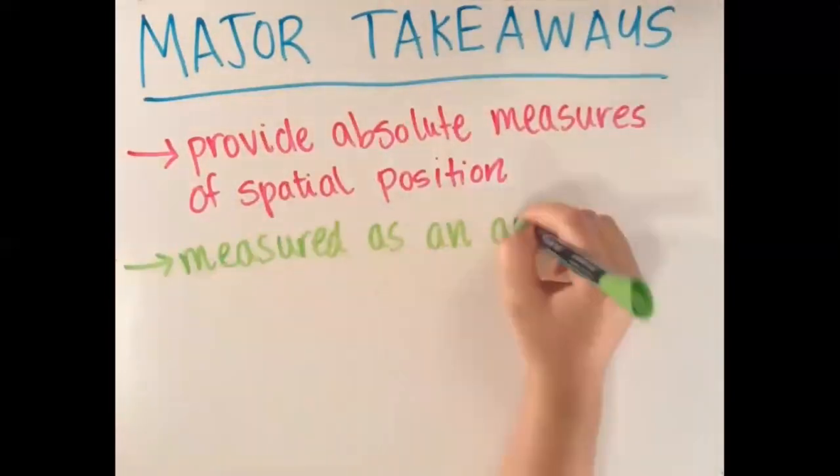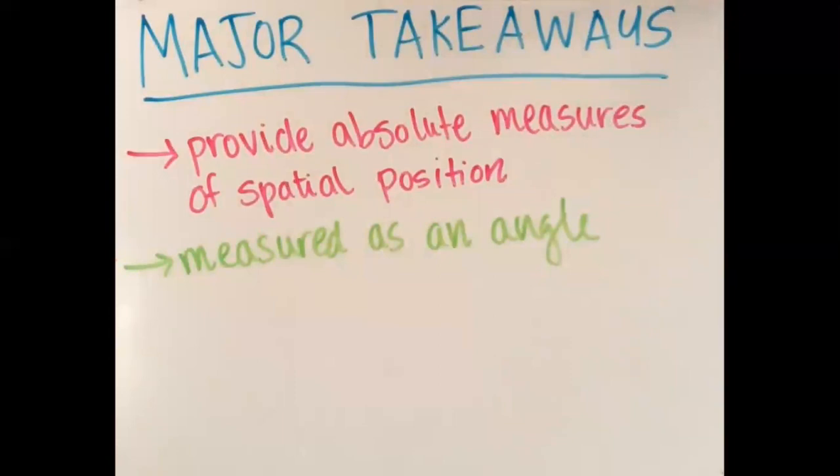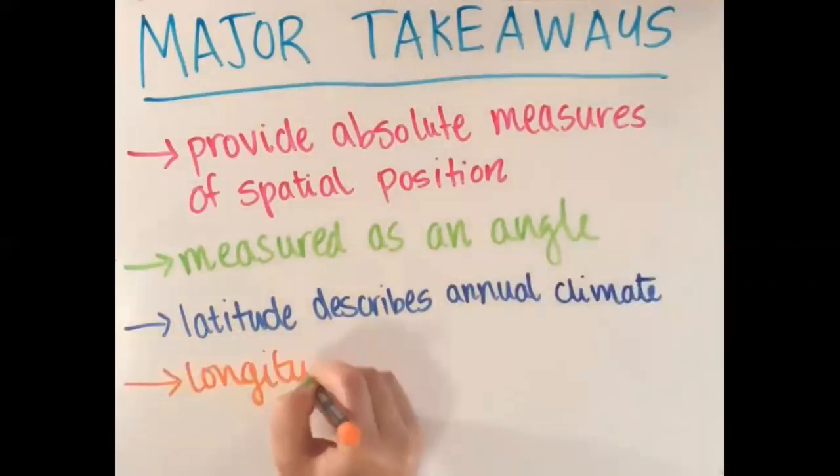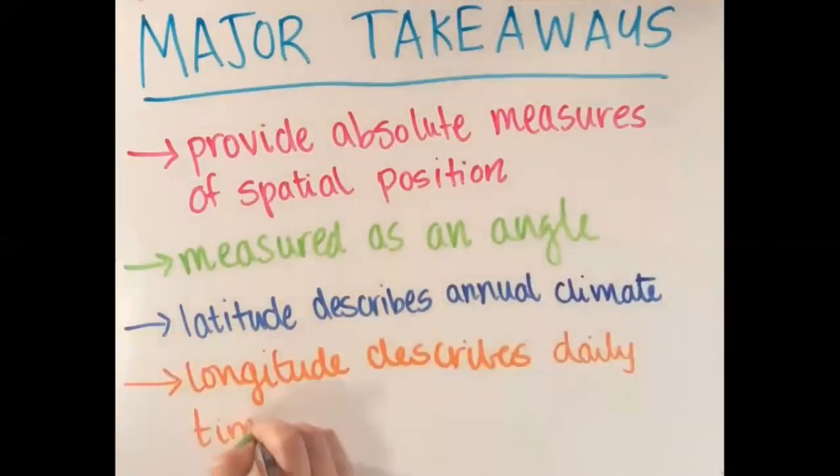They are both measured as an angle, and besides the uses that they have as measures of location, latitude also describes annual climatic cycles, while longitude describes daily cycles of time.